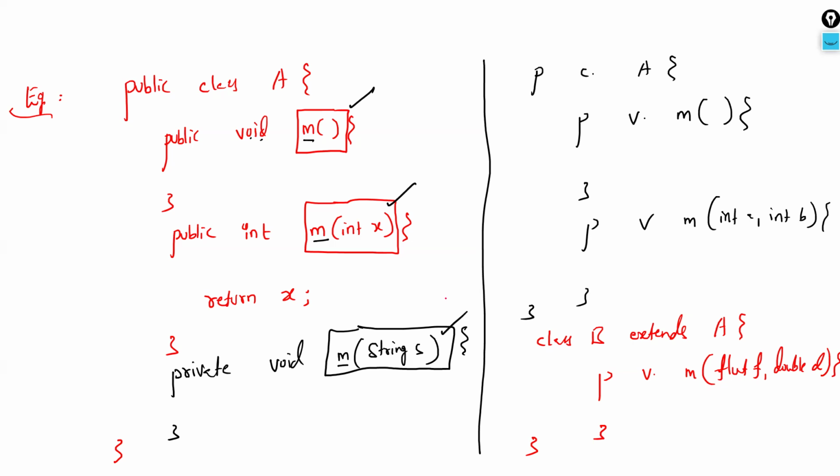Create an object for class B and call the m method with no inputs, which will execute the parent method. And create an object for class B and call m with one float and one double input. What will be executed? This class's method will be executed. So by creating an object for the child class, we can access both parent and child methods. Therefore, overloading is also possible in child classes.